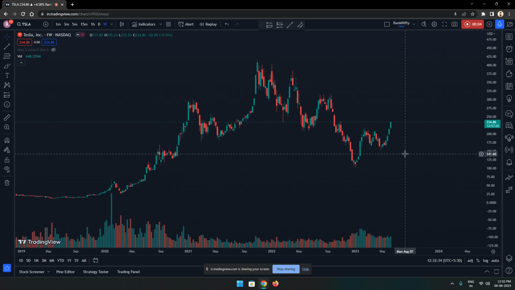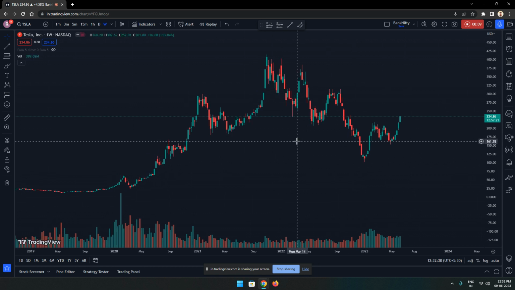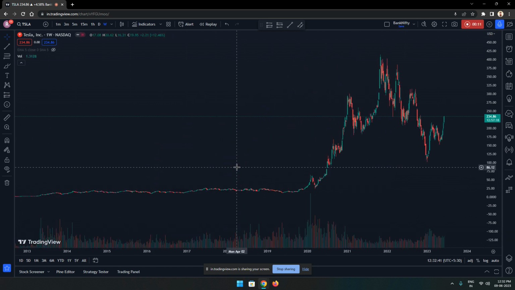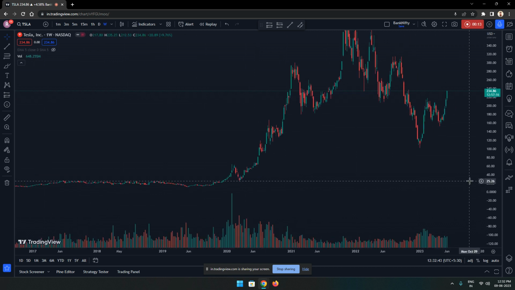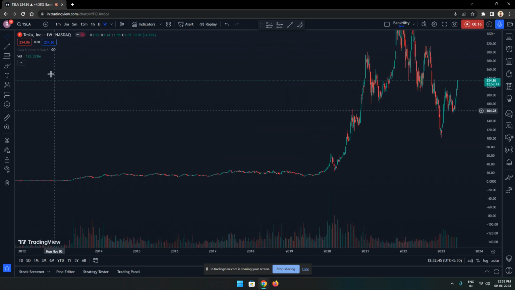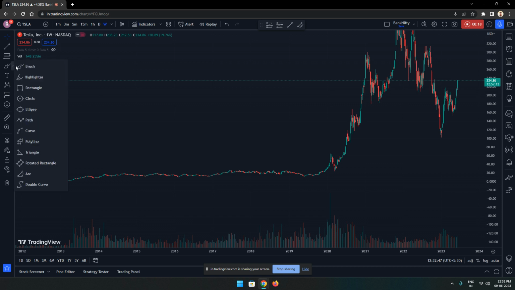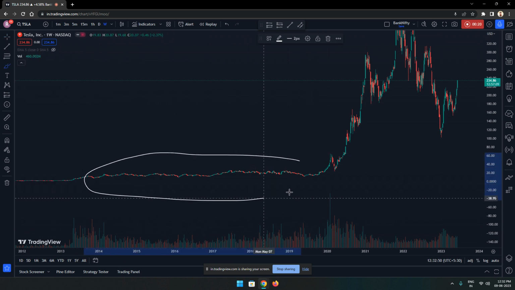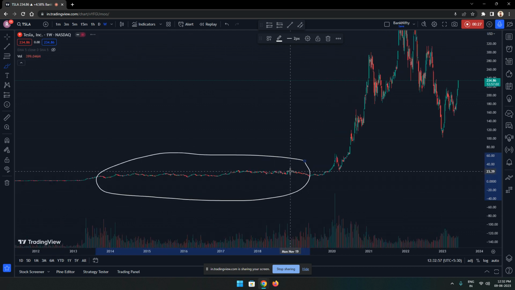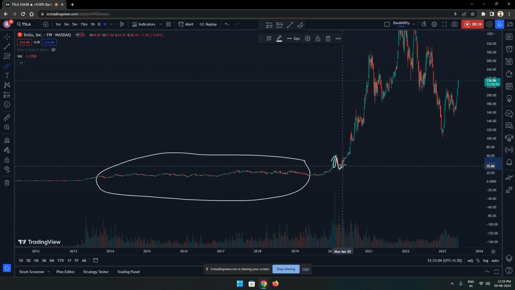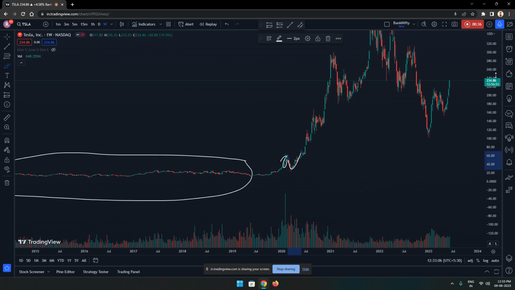Okay, so here we are reviewing the Tesla stock. As you can see, this is the weekly time frame. From here you can see in this zone it was continuously consolidating from 2014 to 2019, and one sudden breakout happened here. It did a retest and then it shot up like anything.